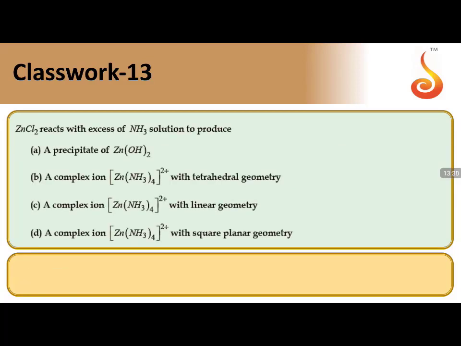Coming to 13, zinc chloride reacts with excess of ammonia solution to produce. Okay, Zn2+ reacts with 4NH3 and gives rise to [Zn(NH3)4]2+ complex. This is going to be the complex where zinc will be with sp3 hybridization, having tetrahedral geometry, and that is possible in only option B. So the answer for this will be option B, tetrahedral geometry.